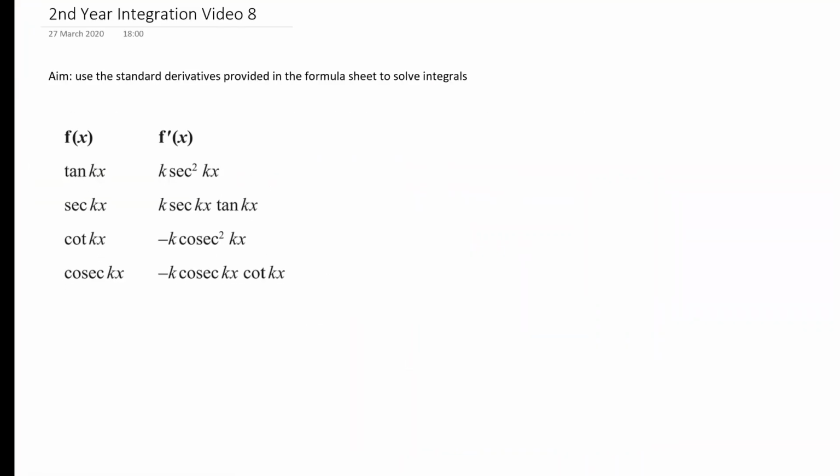This is the 8th and final video in a series on second year integration techniques for A-level maths. The aim of this video is to use standard derivatives provided in the formula sheet to solve integrals.